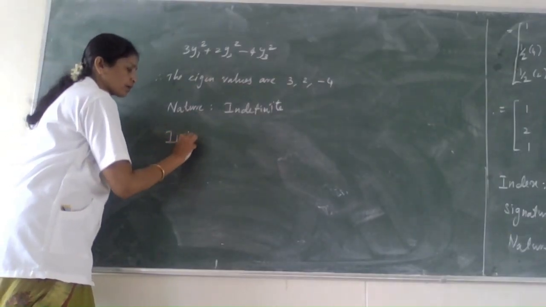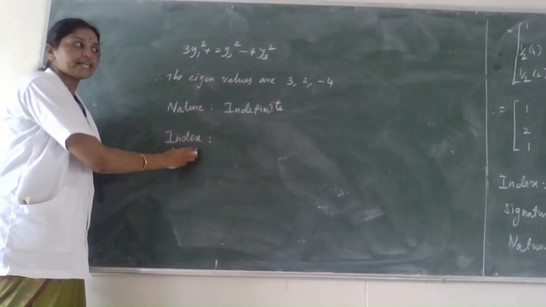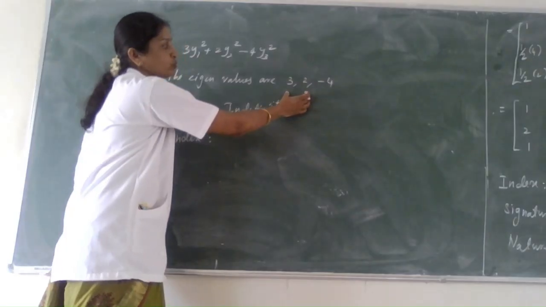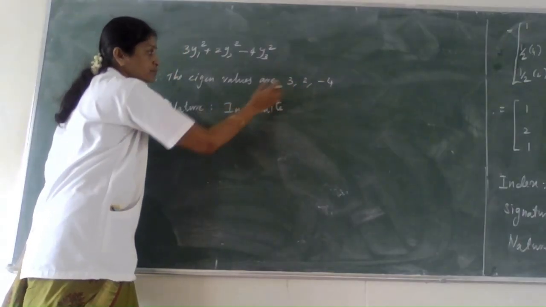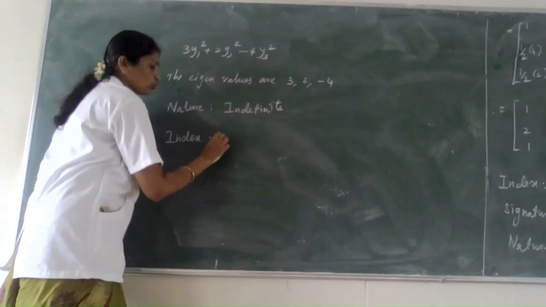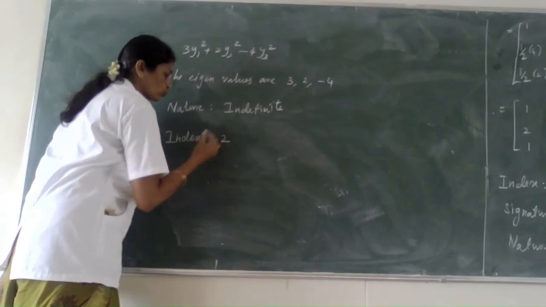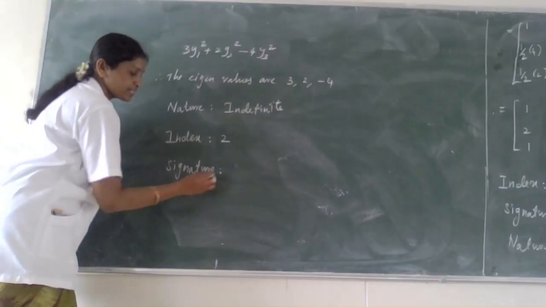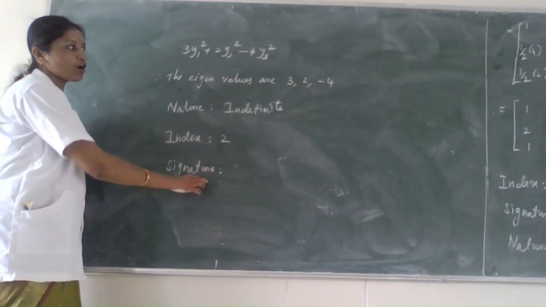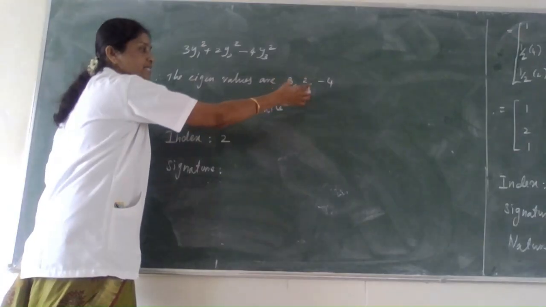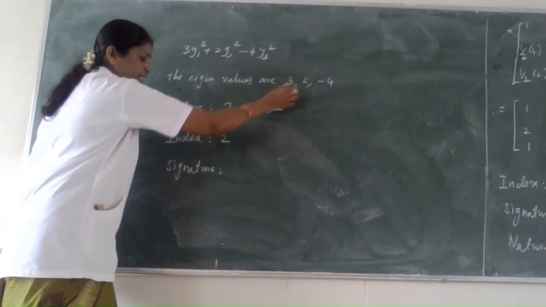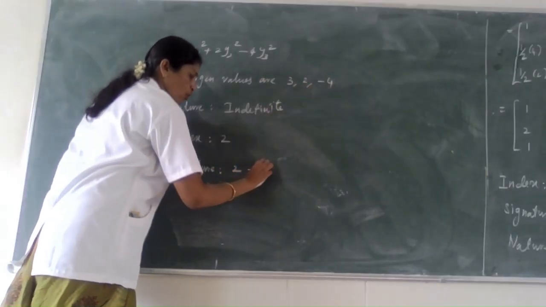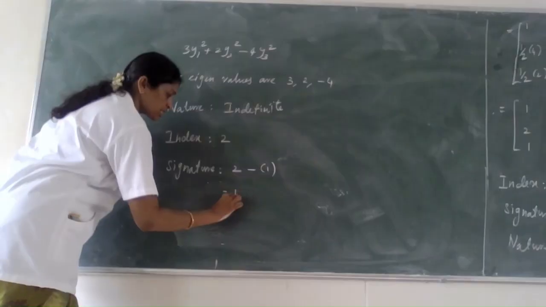Index. What is the definition of index? The number of positive square terms. So here 3 and 2, therefore the index is 2. And signature. What is the definition of signature? Number of positive square terms minus number of negative square terms. Here positive square terms is 2 minus negative square term 1. Therefore, the signature is 1.